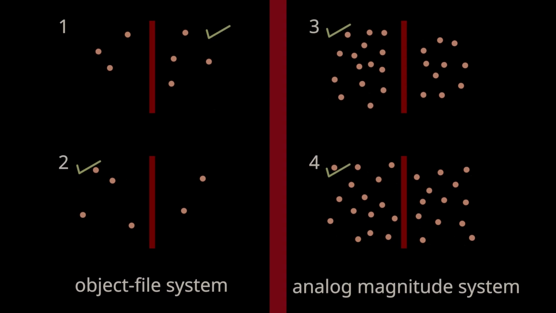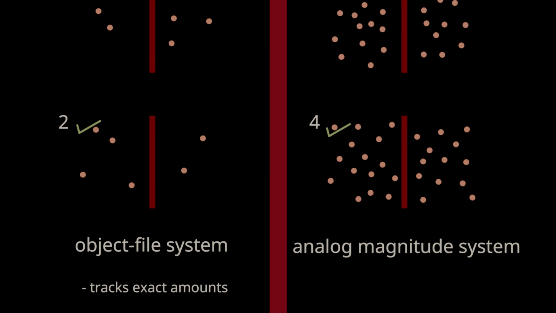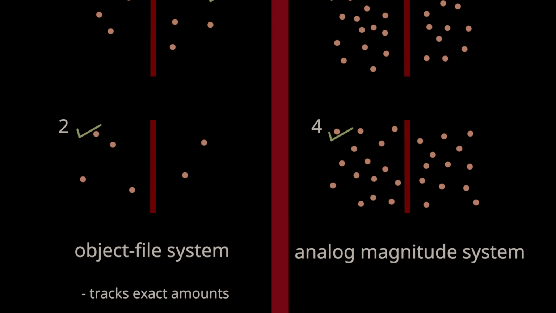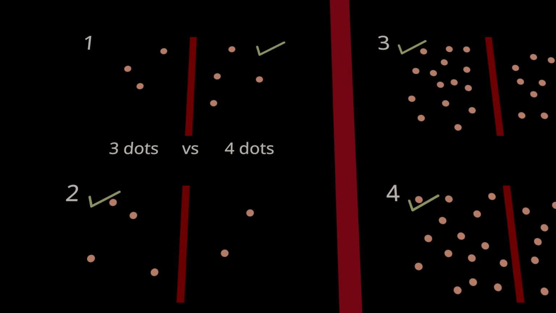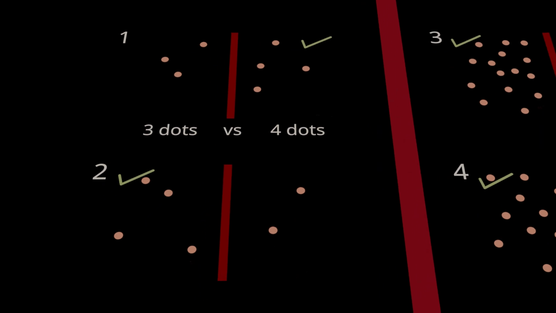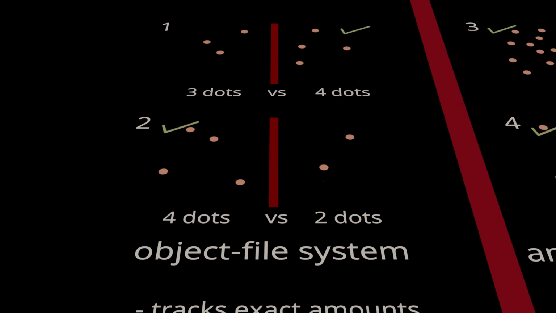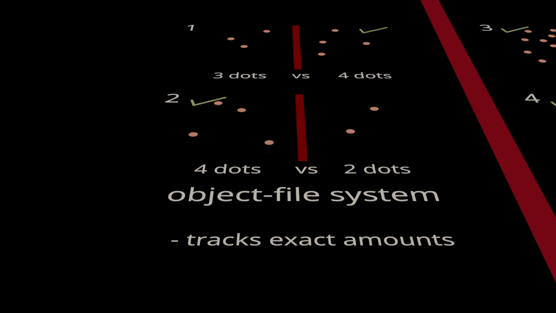The object file system allows you to keep track of exact amounts. That's what you are using for the first 2 sets. Since you were able to keep track of the exact amounts, your chances of getting the right answer didn't change even if the number of dots did. But the object file system only works for small amounts, up to 4 items or so.